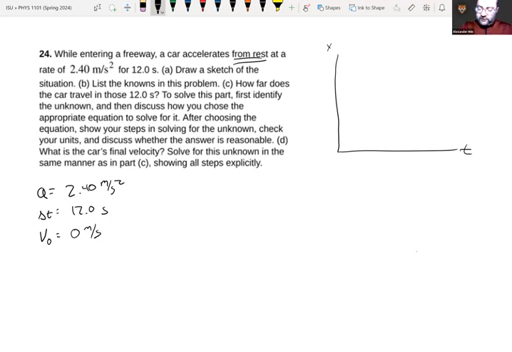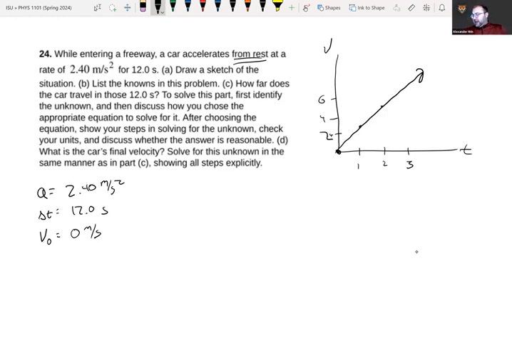Now I guess I'll do V versus T first, and it starts from 0, and then each second, 1, 2, 3, we could go all the way up to 12. It's basically going up by 2.4. So we'll do 2, 4, 6, going up by a little bit more than 2 each time. So it would look like this. That's fine for a sketch of the situation.